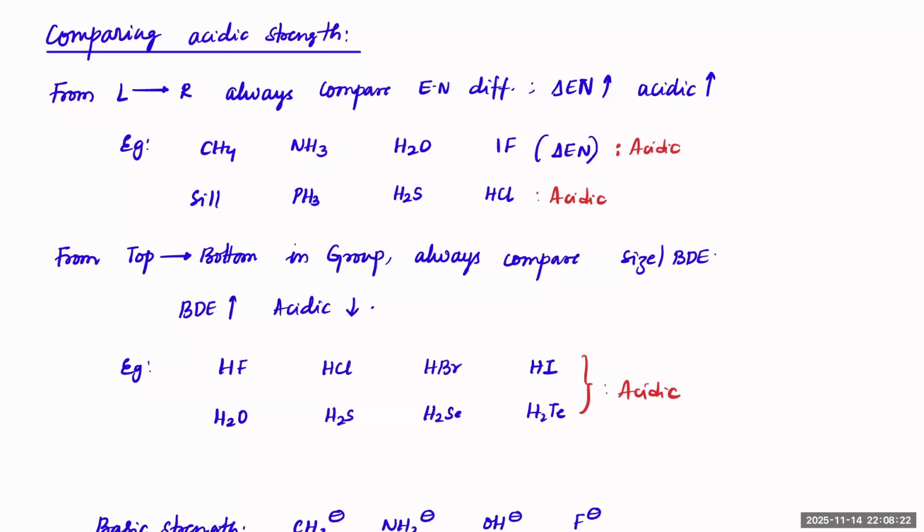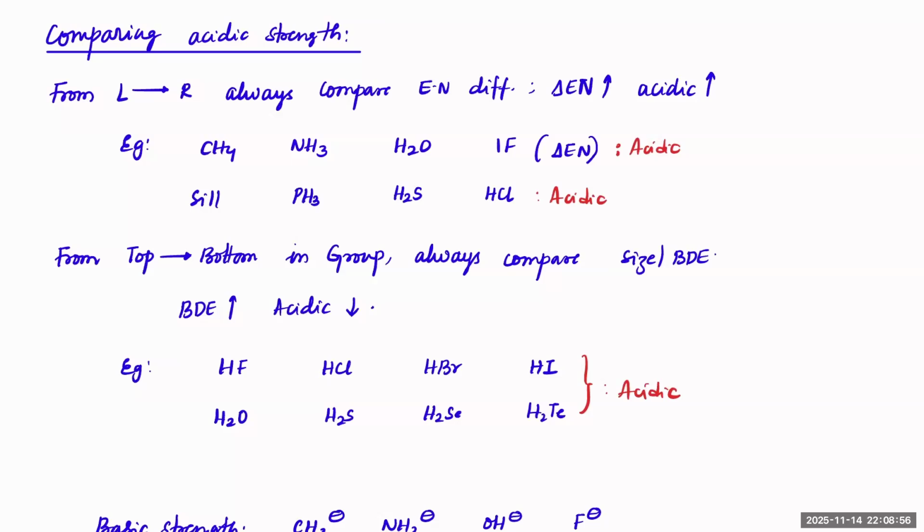Listen up. Any property that is explained in the periodic table from left to right is always on the basis of electronegative difference only. Bond length, bond energy, bond order. Whether it comes to acidic strength, basic strength, everything is explained on the basis of electronegative differences. More the electronegative difference, acidic strength will increase. And basic strength, as usual, will decrease when it comes to oxides. When you have oxides, they will show basic strength and that will decrease.